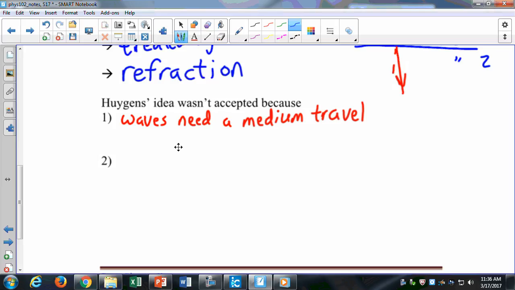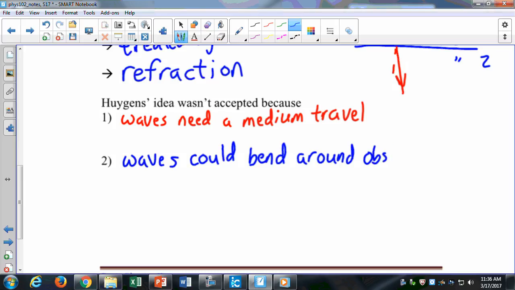Also, they knew that waves could bend around obstacles. You ever thought of this? I mean, that's kind of cool that waves can bend around things. Like, can you see me? Can you hear me? Well, y'all can see me, but you can't... Can you hear me? It's because, I mean, the speakers, but it's because the wave actually comes up and then it bends around and then it goes out into the room.